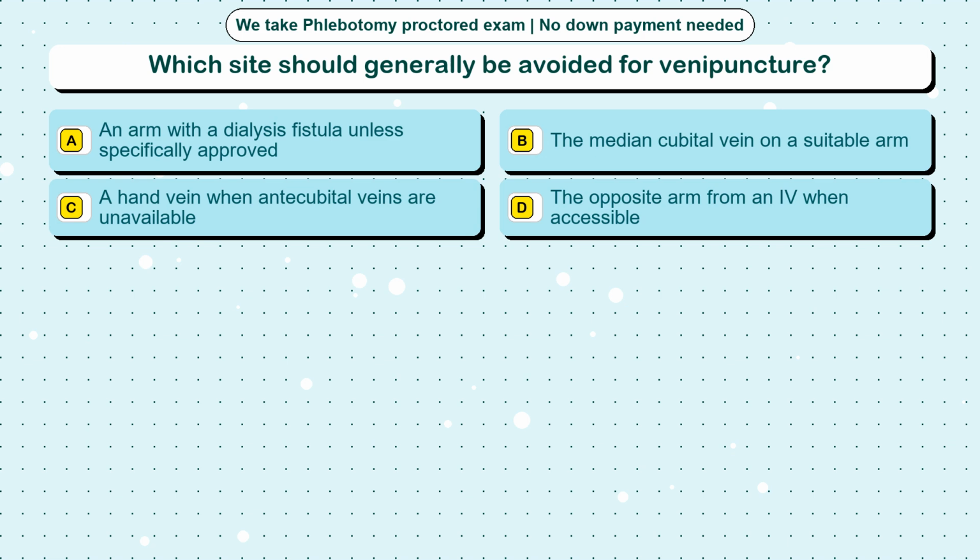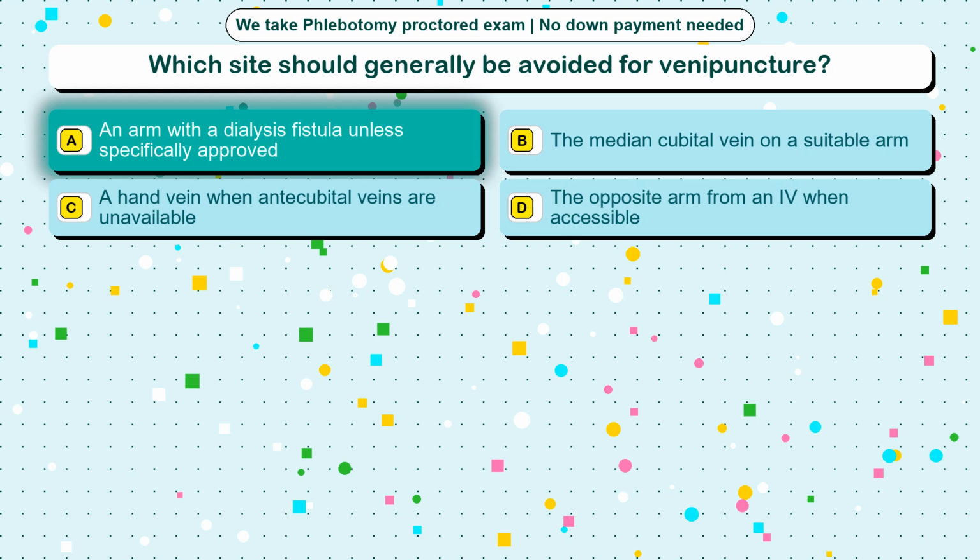Question 27. Which site should generally be avoided for venipuncture? Option A, an arm with a dialysis fistula unless specifically approved. Option B, the median cubital vein on a suitable arm. Option C, a hand vein when antecubital veins are unavailable. Option D, the opposite arm from and for when accessible. The correct answer is option A, an arm with a dialysis fistula unless specifically approved.